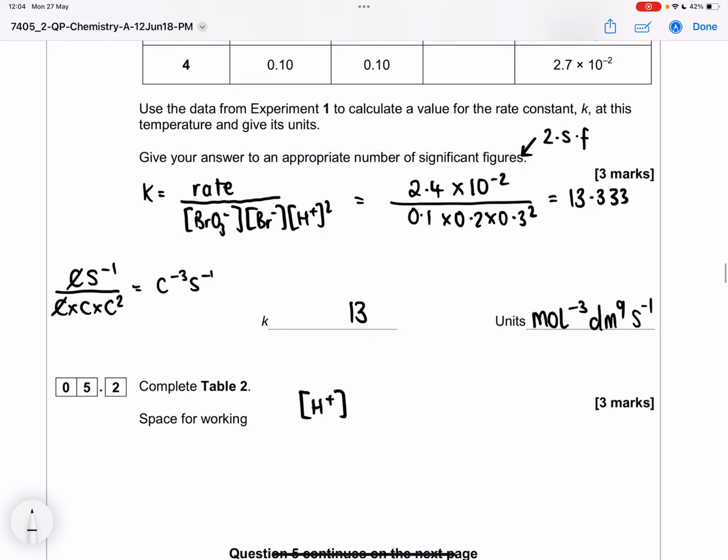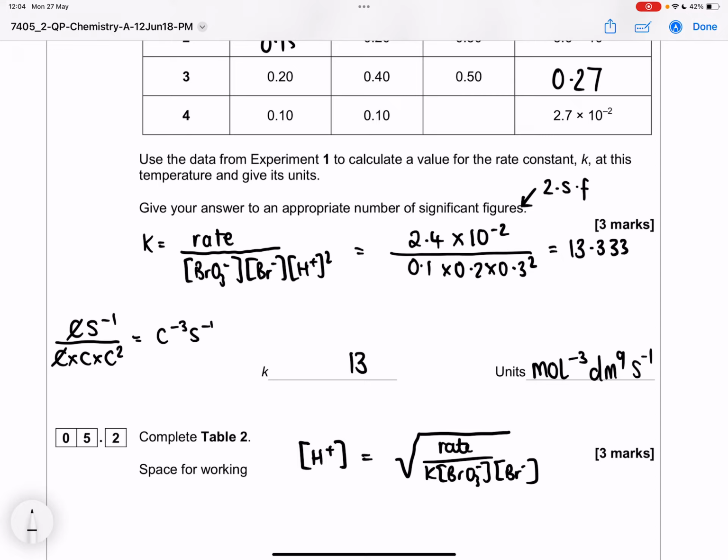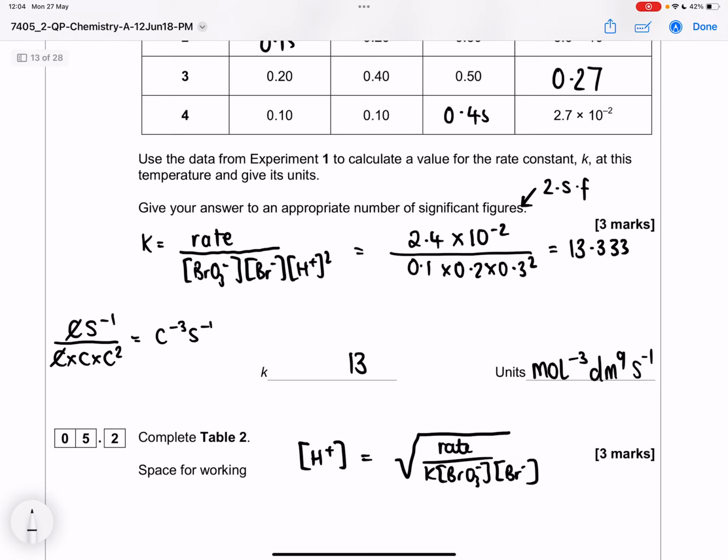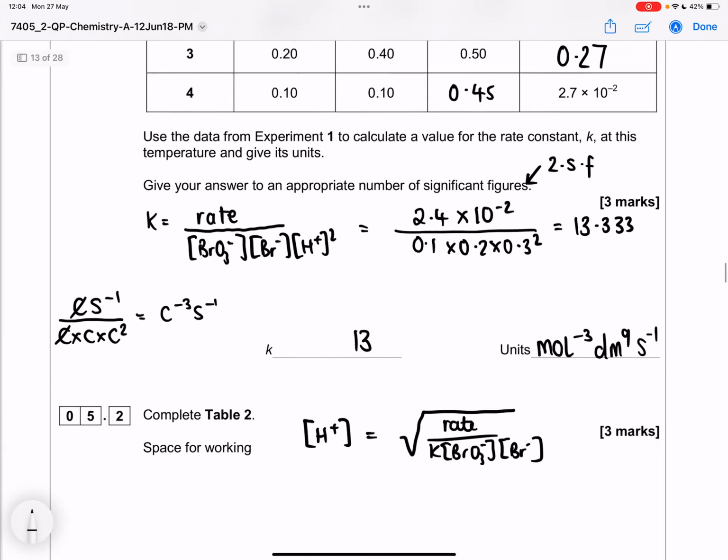Now the final row is a bit tricky because it's the acid, and so I would suggest that you're probably better off rearranging the rate equation to say H plus equals the square root of rate divided by k times bromate times bromide. So if you put in the numbers from row 4, you do a square root sign and a fraction sign, and on the top line put the rate, 2.7 times 10 to the minus 2, and on the bottom line put your 13 and your 0.1s, and then press go. And your calculator is going to give you either 0.45 or 0.46, depending on whether you've used a rounded value for k or not.